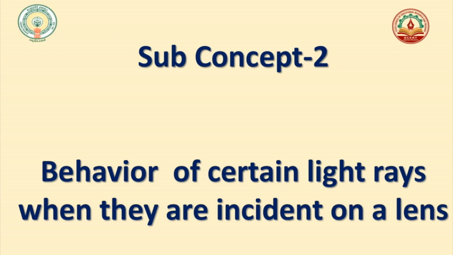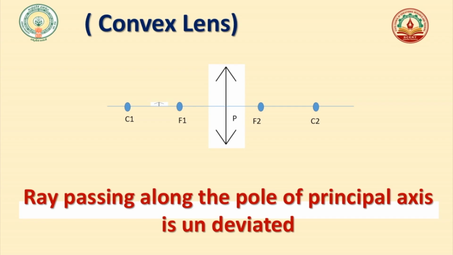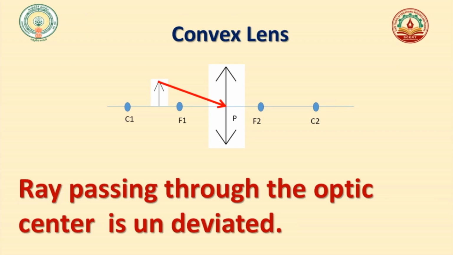Now I am going to sub-concept 2, that is the behavior of certain light rays when they are incident on a lens. Now, for a convex lens, the ray passing along the principal axis through the pole is undeviated. The ray passing through the optic center is undeviated.